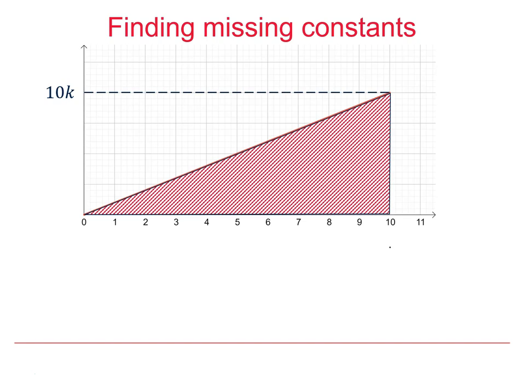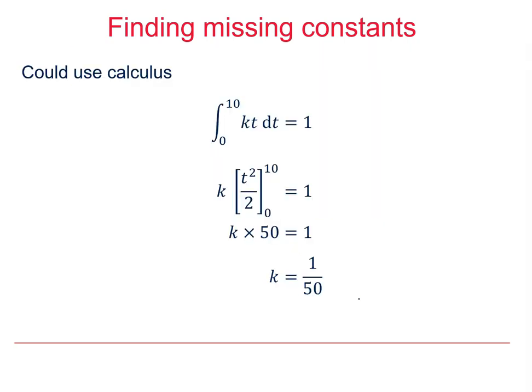And if we look at that total area under the curve, it's quite clear that when t is 10, f of t is going to be 10k. And if we look at this area under the curve, the area has to equal 1. And the area is clearly just a triangle, and therefore the area is going to be a half multiplied by 10, the base, multiplied by the height. That must equal 1, and that gives us 50k equals 1, k equals 1 over 50. And as an alternative, you can still use calculus rather than just finding the area of the triangle.